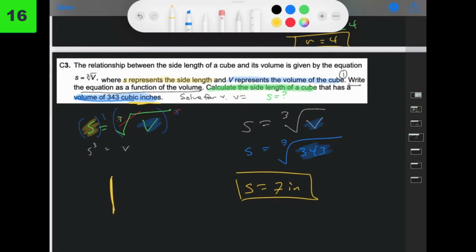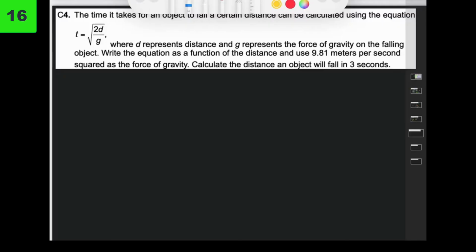So if you draw yourself a cube, they're saying that each of these side lengths is 7. And what is volume? Well, if you have 7 here, and 7 there, multiply all those, then you get the volume of a cube. All right, let's go over this next one here.